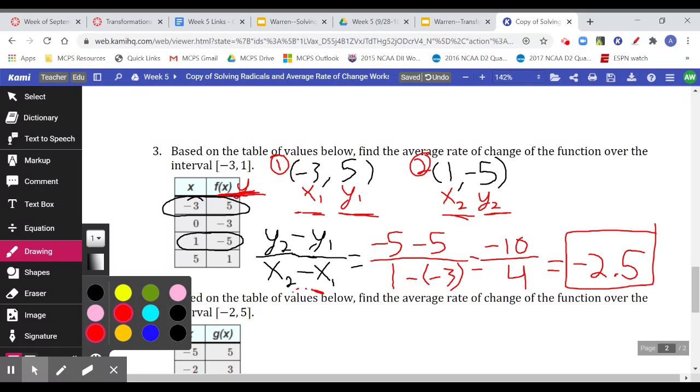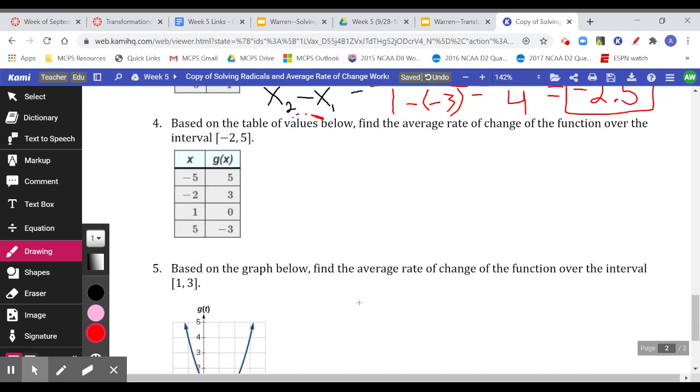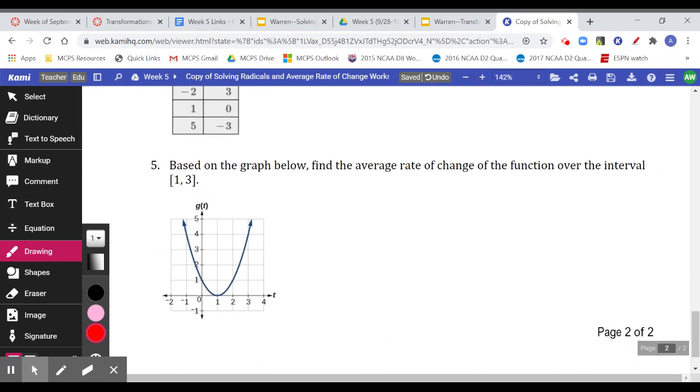Okay. Now we're going to do one last problem, and that problem is based on a graph. So how do I find the average rate of change for a graph? Once again, it is giving me an interval. So my interval is from 1 to 3. So from an x value of 1, whatever that point is, to an x value of 3, whatever point that is. So basically I'm talking about from here to here. I'm literally only looking at this part of the graph. I don't care about any of the rest of it.